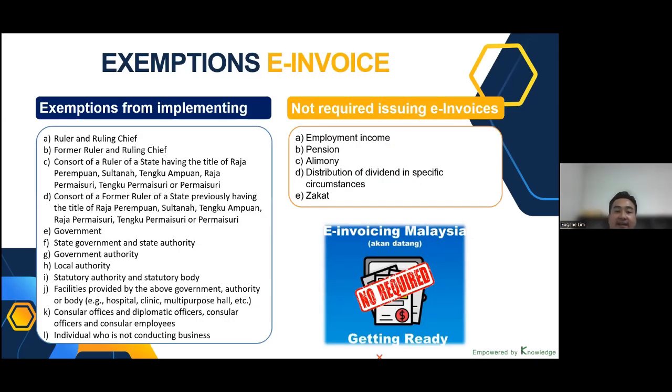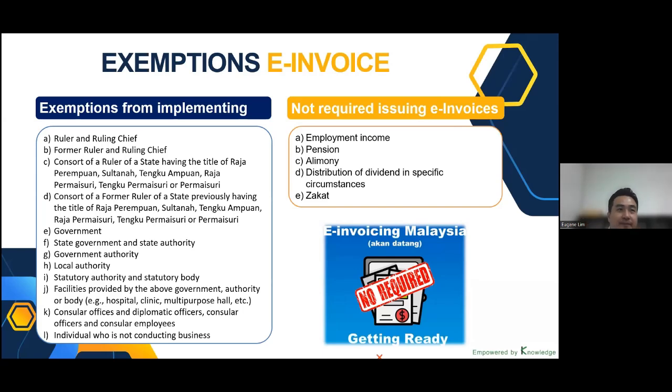So beyond that, there are still entities that can have an exemption from implementing e-invoice. Normally it starts from A to L. This one I don't need to explain very clearly. As long as you understand, first, the government doesn't need to implement e-invoice. Second, the Agong and the Sultan don't need to be involved. So there are two parts, or the cover most of the last one is the people who are not conducting business.